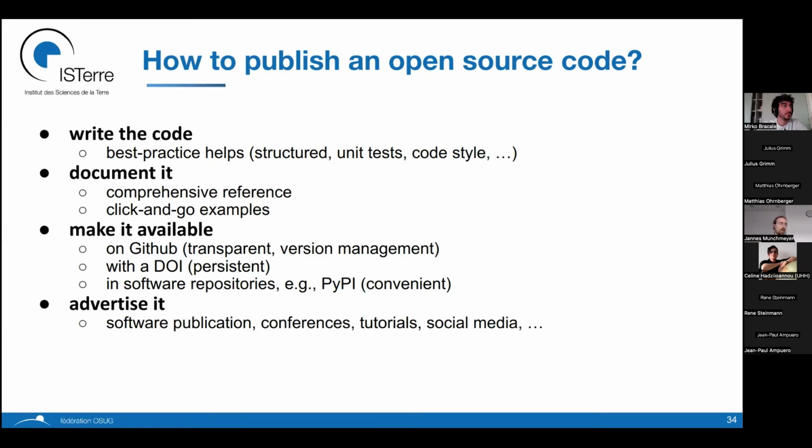And then you advertise it. You write a software paper, you go to conferences, you do tutorials, you put it on your Twitter, on your Blue Sky, on whatever social media you use, so you advertise it. These are the points basically up to publication. And then there's one point which is a long-term commitment, which is maintain it. An open source code that's not maintained is a lot less useful than a maintained code, because users will have questions.